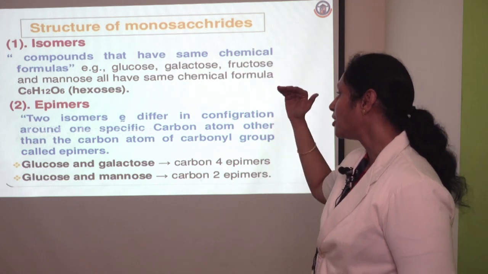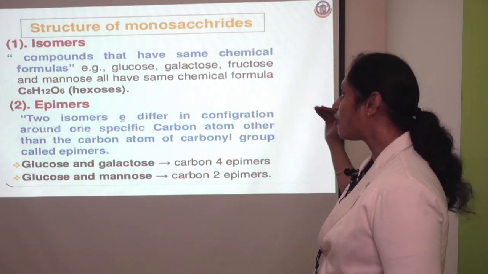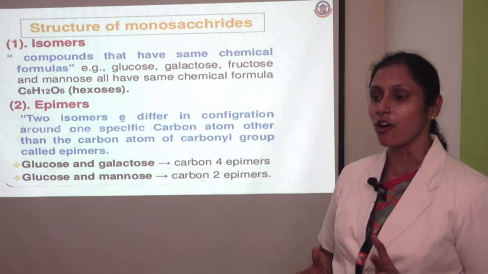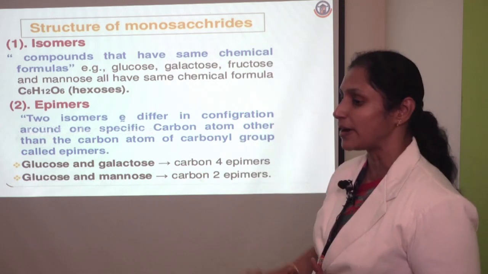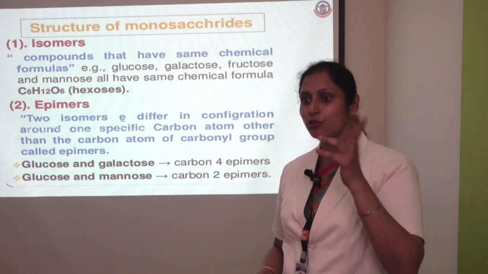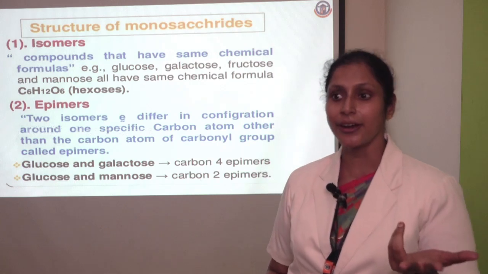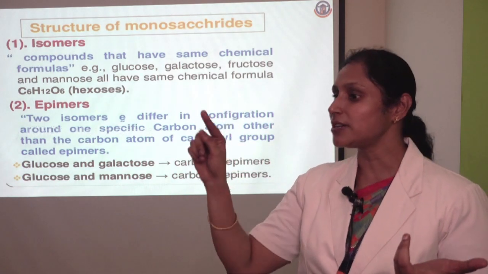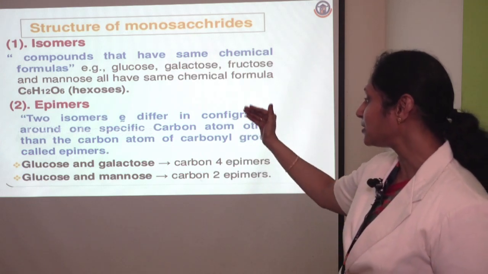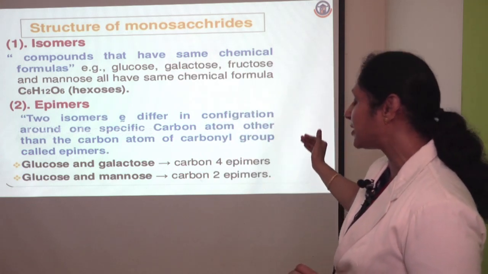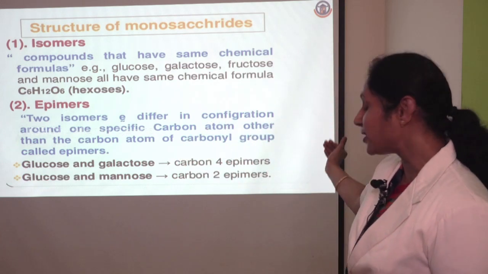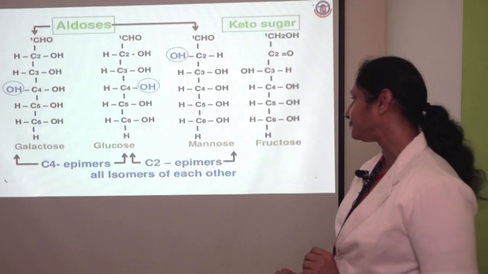Epimers are two isomers that differ in configuration around one specific carbon atom other than the carbonyl carbon atom. So other than the carbonyl carbon atom and functional group, if two monosaccharides differ in the structural arrangement around a single carbon atom, we call that an epimer. For example, glucose and galactose are epimers in terms of carbon atom 4, and glucose and mannose are epimers in terms of carbon atom 2.